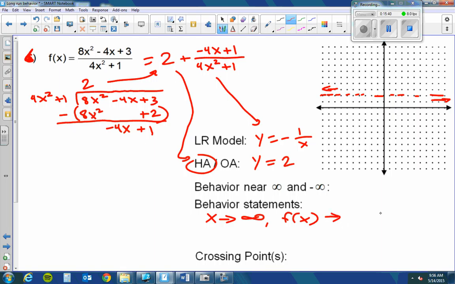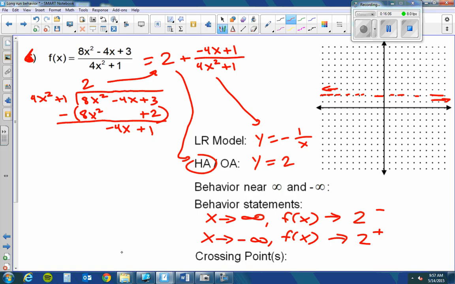Now, look, as you go to the right, we're approaching what and how? Approaching 2, from below. Right? That's what that arrow on the right is supposed to indicate. And as you go to the left, as x approaches negative infinity, we're approaching 2 again, in this case from above.